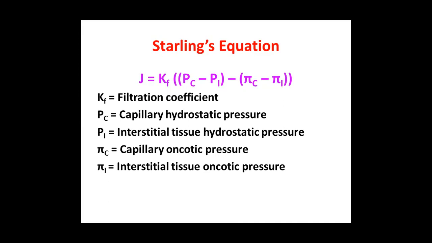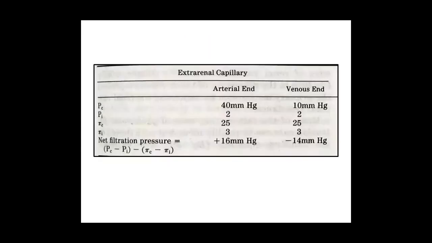We ordinarily do it at the arteriolar end of the capillary and at the venular end of the capillary. We calculate both ends. That is the usual custom. Filtration is taking place throughout the capillary, but customarily we calculate at the arteriolar end and venular end. Now, in any extrarenal capillary like this ordinary capillary, the hydrostatic pressure is around 40 millimeter of mercury at the arteriolar end, and at the venular end it is around 10 millimeter of mercury. Pi is around 2 millimeter of mercury.